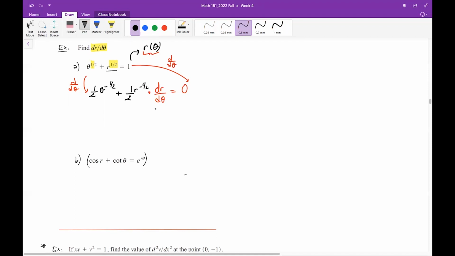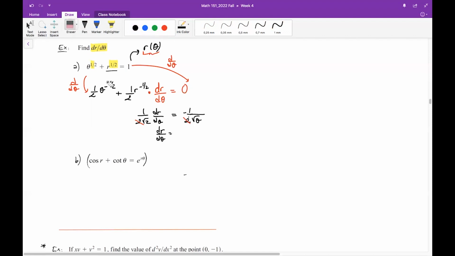From here, we will try to solve for dr over d theta, right? So what we have? We have dr over d theta, so the coefficient of it is square root of r, something like this. And you can move this part to the right, minus 1 over 2 square root of theta at the denominator, like that. Then simplify, these are gone. From here, dr over d theta is solved as, so you will just send this part to the right-hand side, okay?